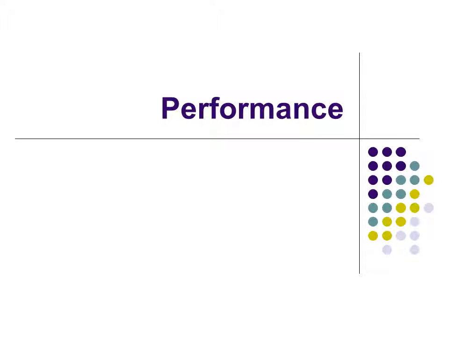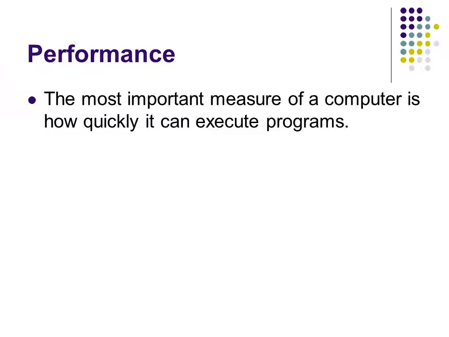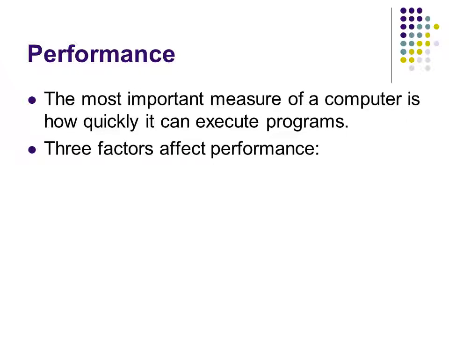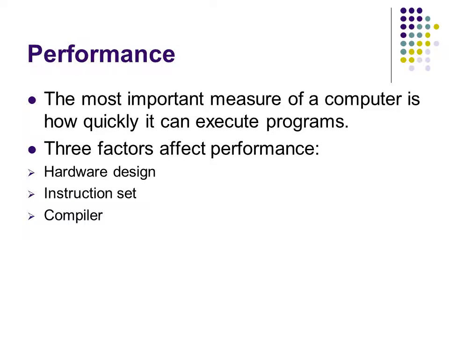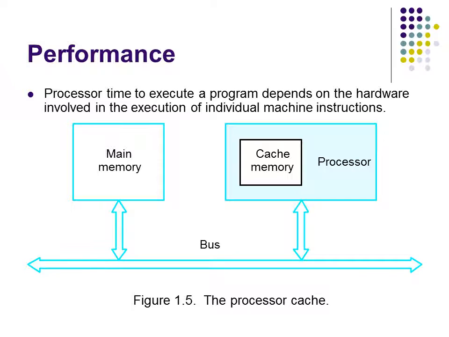Now we discuss one important parameter of a computer: performance. Performance is the most important measure of a computer, namely how quickly it can execute programs. Three factors affect the performance of a system: hardware design, instruction set, and compiler. And now we have an approach to improve the performance of a system.